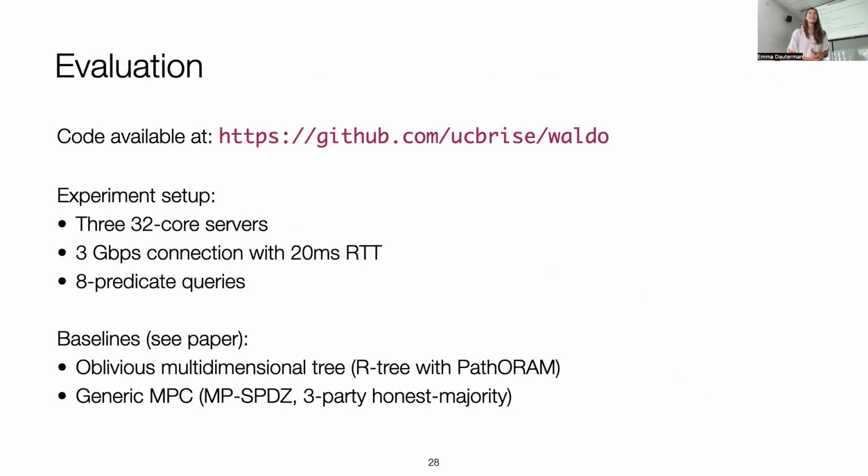Okay. So now I want to move on to talking about evaluation. So the code is available, open sourced. So we run experiments with 3 32-core servers configured with a 3 GB per second connection and a 20 millisecond round trip time. And we do all our queries that I'm going to show with eight predicate queries. We consider 2 baselines. So an oblivious multi-dimensional tree. So we run an R tree inside of path ORAM. And we also consider a generic MPC baseline. So we run MP-SPDZ in the 3-party honest majority setting.